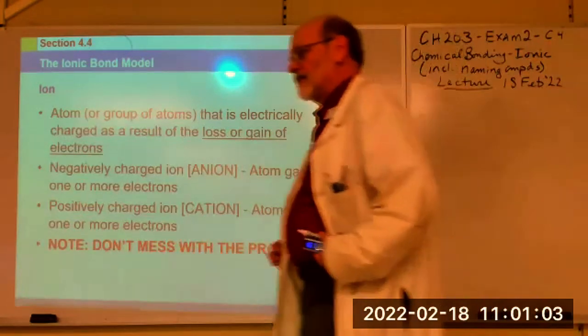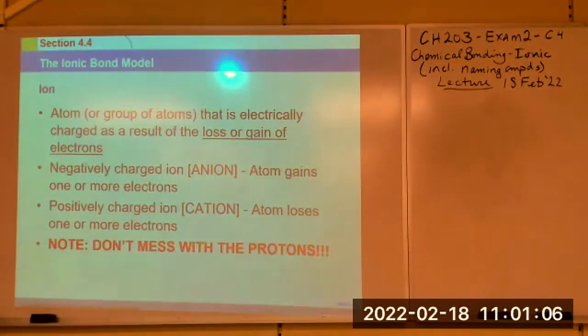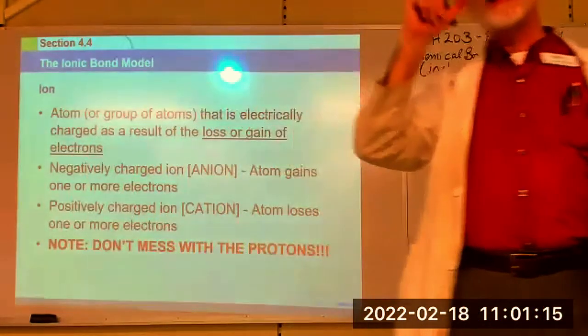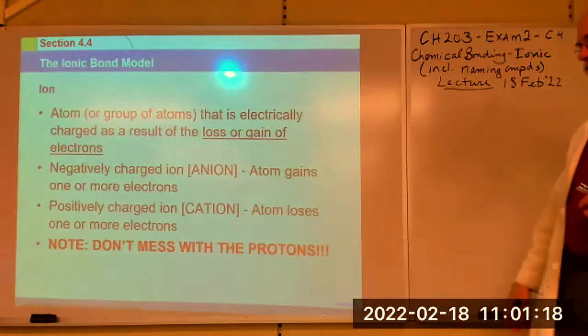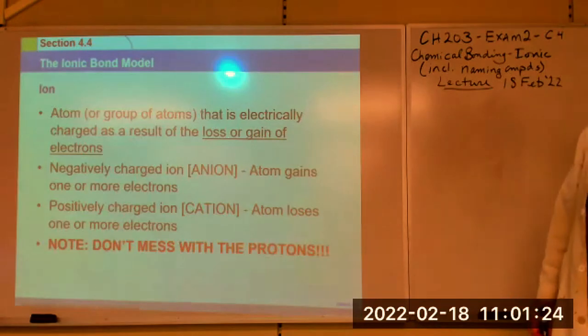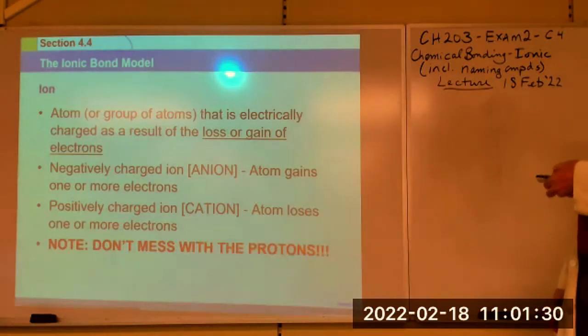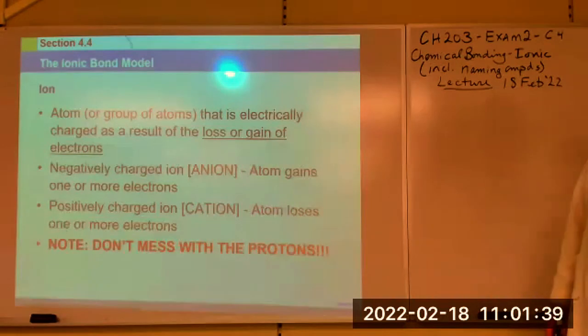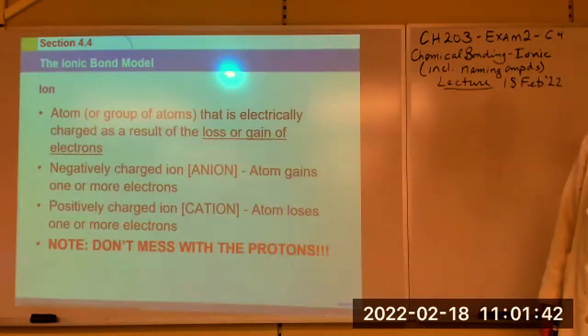So we mentioned ions. You have to have a complete transfer of electrons to make an ion. So that electron that's transferred doesn't belong to me anymore. It belongs to that other element. If I'm sodium, I transferred an electron to chlorine. Now, I am a cation. And all positive ions are called cations, and all negative ions are called anions. And just a reminder, when you make an ion, don't mess with the protons. If you change the number of protons, you got a different element.